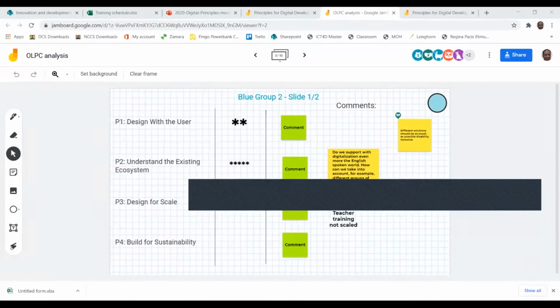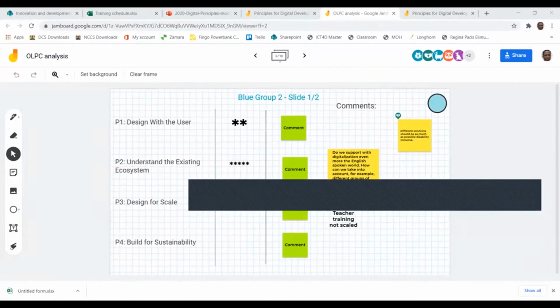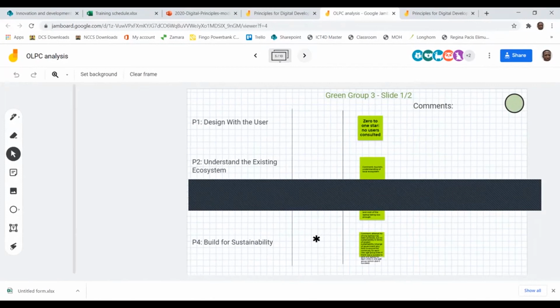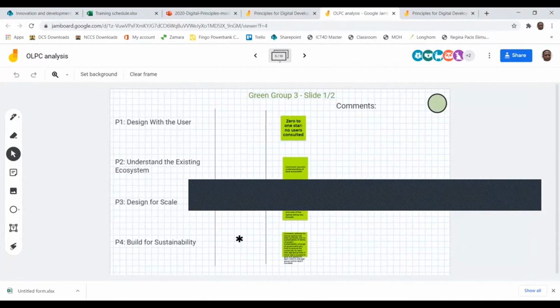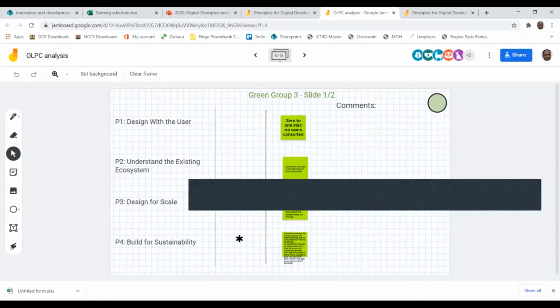Should we go to someone else? Group 3. I can see some principles have no star at all, and 2 principles have 2 stars, and another 1 star. Someone probably could comment why this, based on the video that you watched.